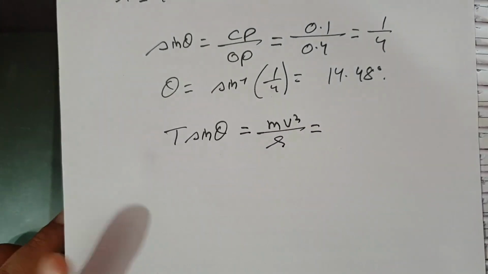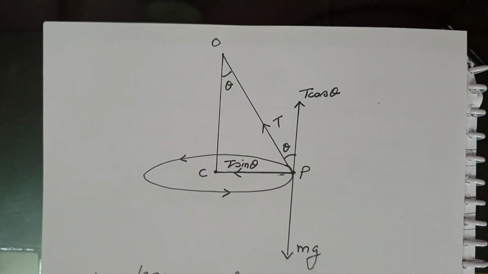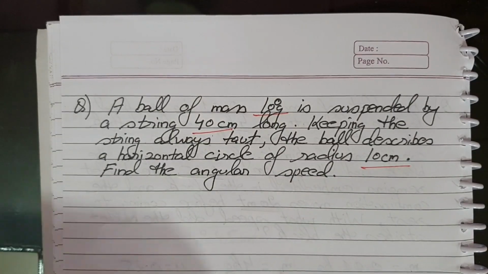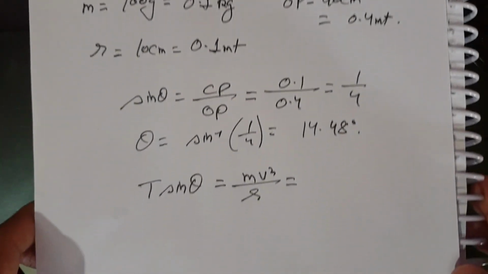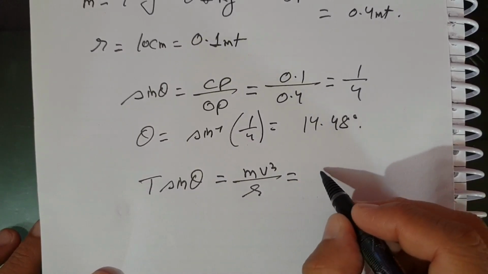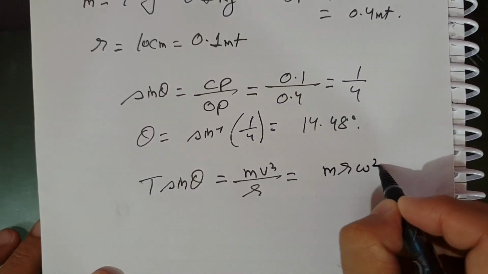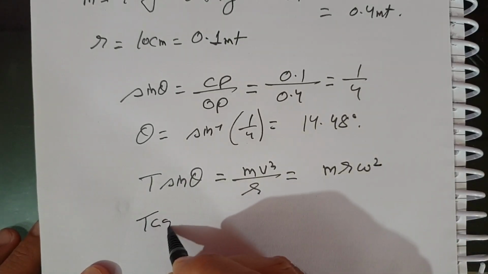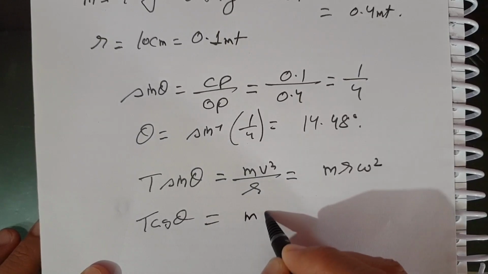But according to the question, we have to find the angular speed. So T sin theta is m v square by r, which equals m r omega square. This we have already done. And we know that T cos theta equals mg.